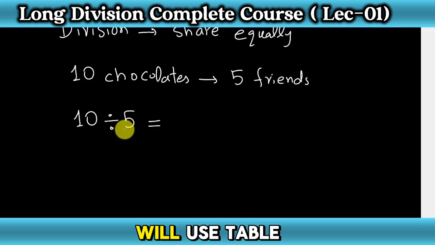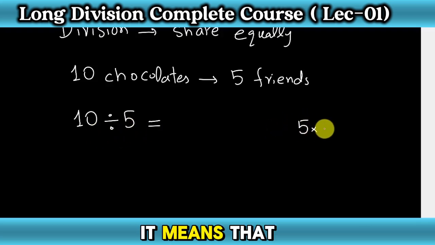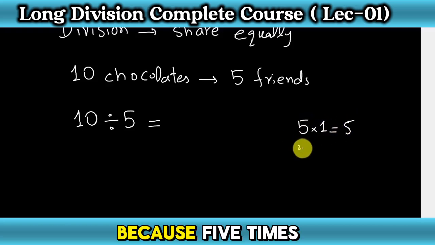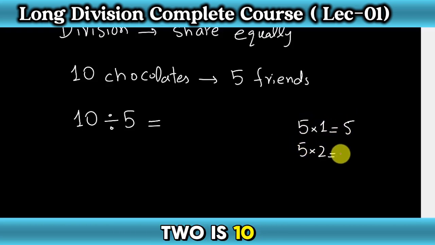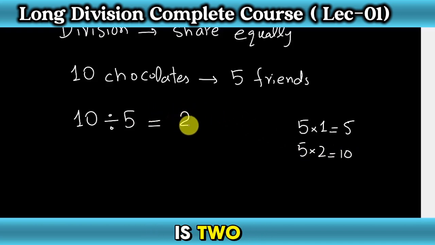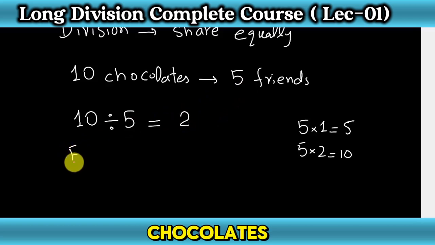So here we will use the table. 5 times 1 is 5 and 5 times 2 is 10. It means that our answer is 2 because 5 times 2 is 10. So here we can write 10 divided by 5 is 2. So each friend will get 2 chocolates.